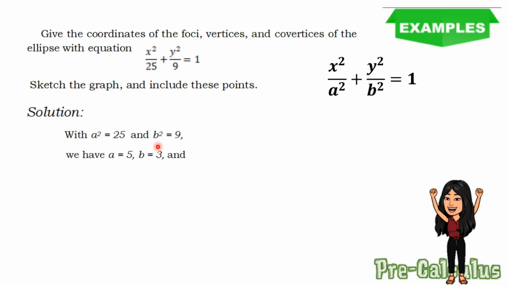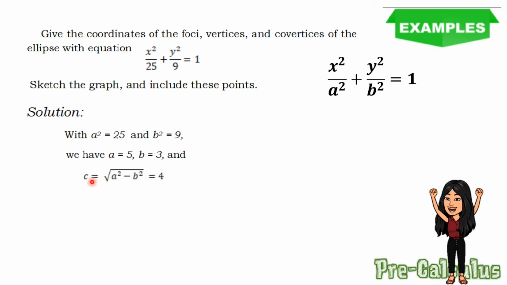So, if our A squared is 25, it is obvious that our A is equal to 5 and our B is equal to 3. Meron na tayong A, meron na tayong B. Wala tayong letter C. So, again, A is for the vertex, B is for the covertex, and C is for the focus. If we are to compute for the C, we will be having yung kanina nating equation na C squared is equal to A squared minus B squared.